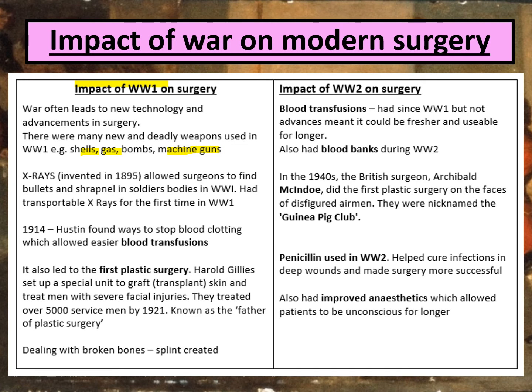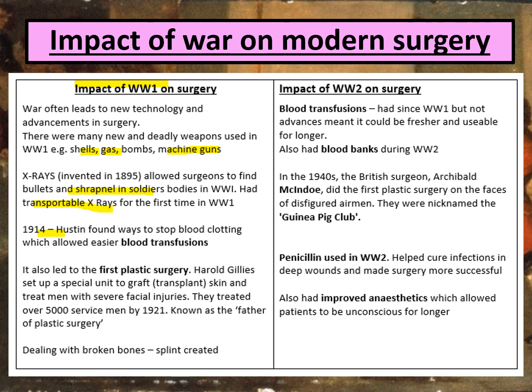So there had been some amazing discoveries made during the war. For instance, they now had transportable X-rays for the first time in World War One, so that surgeons could actually try and locate the bullets and shrapnel in soldiers' bodies to then be able to remove it. X-rays had been invented before the First World War, but they made them mobile during the First World War. Obviously, we talked about Huston already and how he found ways to stop blood clotting by adding sodium citrate and glucose to blood, which allowed for easier blood transfusions.